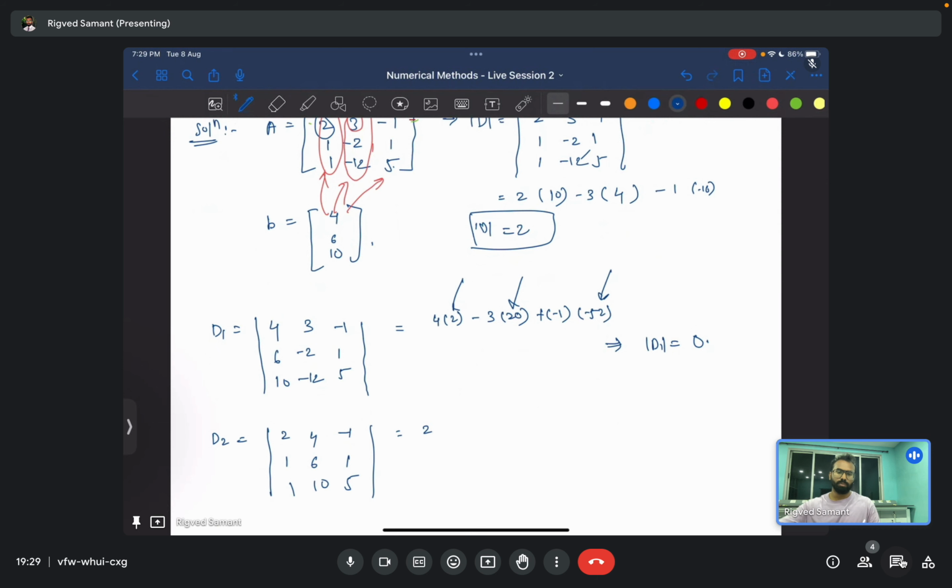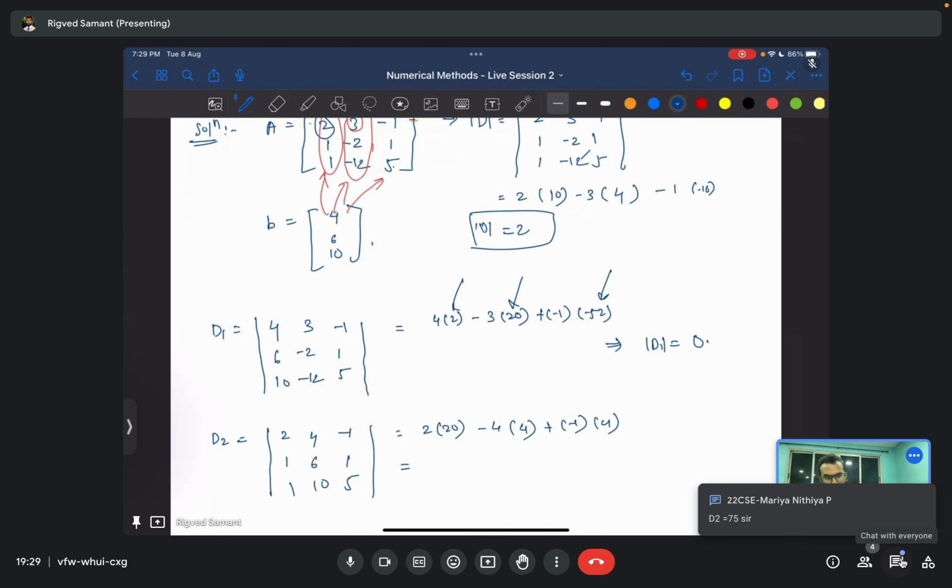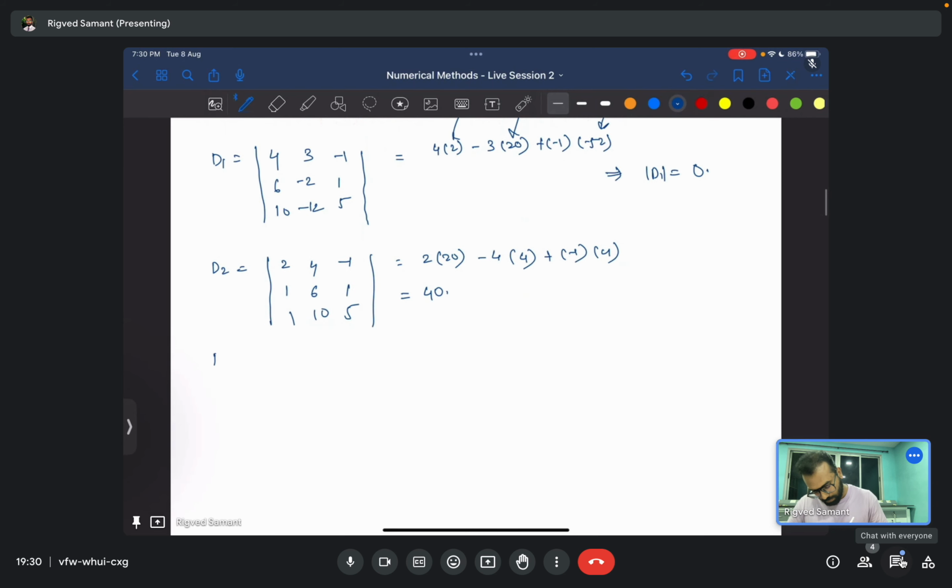It would be 2 into 20. 2 into 20, right? 6 15 20 minus 4 into 5 minus 1 4, plus minus 1 into 10 minus 6 4. How much would it be? D2 is 75? Please check your calculations. I guess it will not come 25. It will come out to be 40, I guess. Sir, D2. Yeah? D2 is 20. 40 minus 6. Yeah, it would be 20.